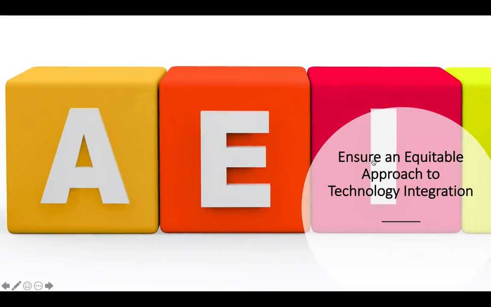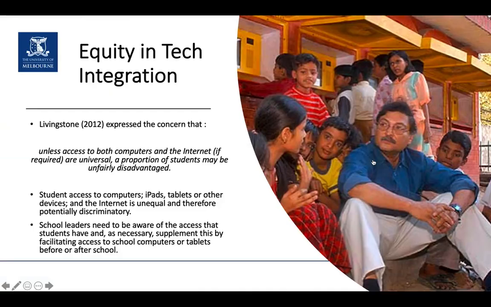Okay, so the E is ensure an equitable approach to technology integration. I won't go through everything that's there, but I will look at that quote from Livingston, which says, unless access to both computers and the internet are universal, a proportion of students may be unfairly disadvantaged. So, yeah, I think in this day and age, it really is necessary that every student, when they're working from home on their mathematics, has a device and an internet connection. If that doesn't happen, then obviously they're going to be placed at a great disadvantage.